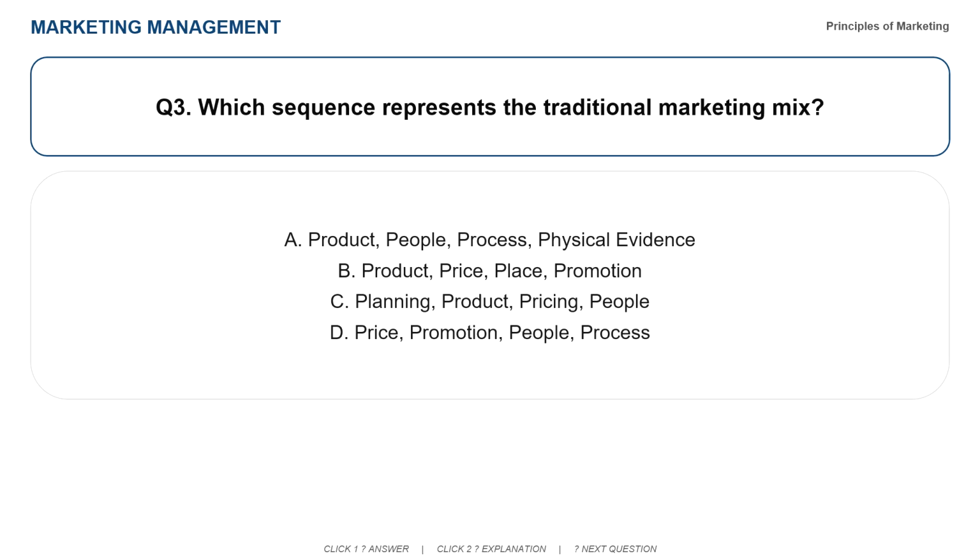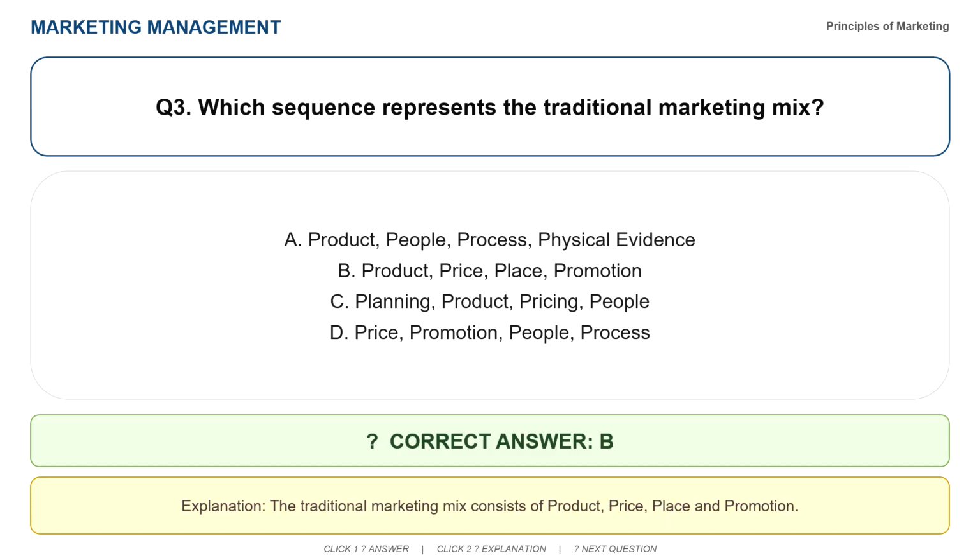Question 3. Which sequence represents the traditional marketing mix? Option A, product, people, process, physical evidence. Option B, product, price, place, promotion. Option C, planning, product, pricing, people. Option D, price, promotion, people, process. The correct answer is B. Explanation. The traditional marketing mix consists of product, price, place, and promotion.